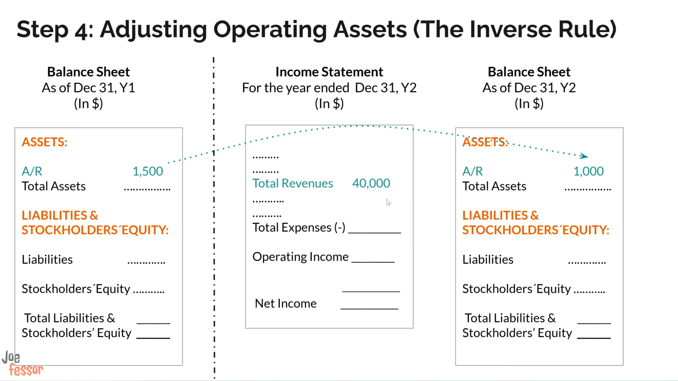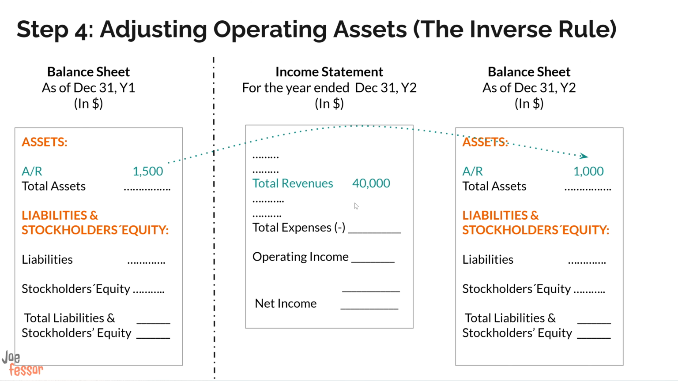Since net income already includes the $40,000 revenue, we only need to account for that $500 difference. Because we collected more cash, that $500 must be an increase in cash flow. Therefore, we add the $500 decrease in accounts receivable to the net income. This leads us to the fundamental rule for all operating assets.